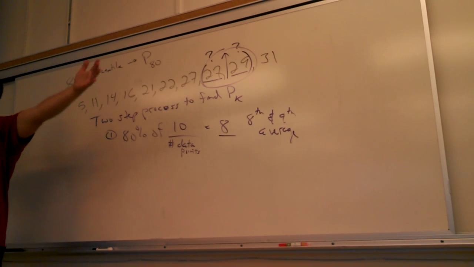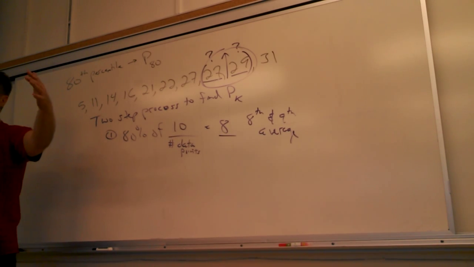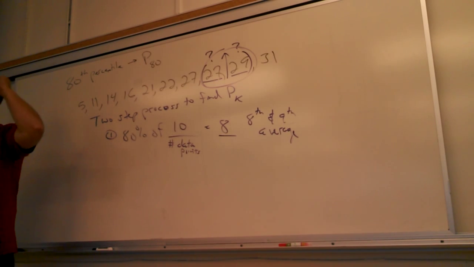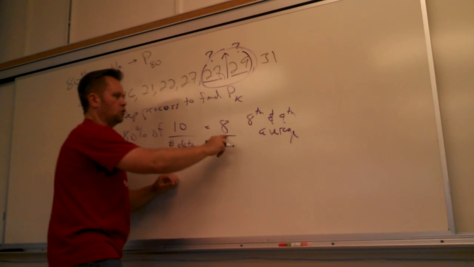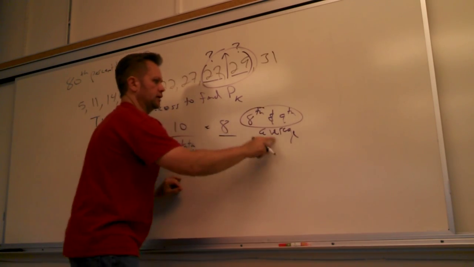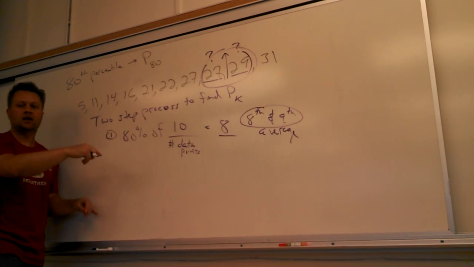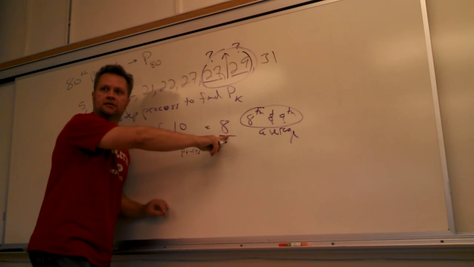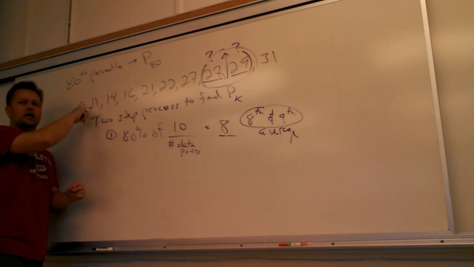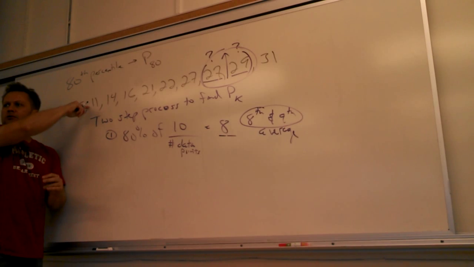In case you have 212 things in your list, and it's not as easy just to look at as this, you just take 80% of 212. If it comes out to a whole number, you average it with the next one. So that's why it's a two-step process. Don't tell me the answer is 8. That doesn't make any sense. 8's there. That's not the 80th percentile.